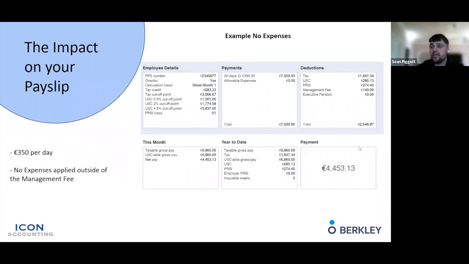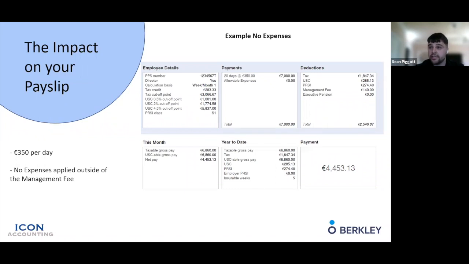So straight away, I'm going to try and point you towards the most important part of the actual payslip where you can see this. So you can see the payments here is 20 days, €350. It leaves you with a gross payment of €7,000 before your taxes are deducted. Allowable expenses in this case is set to 0. And the next main point to take away from this slide is that your net payment, after your taxes have been deducted, is €4,453.13.